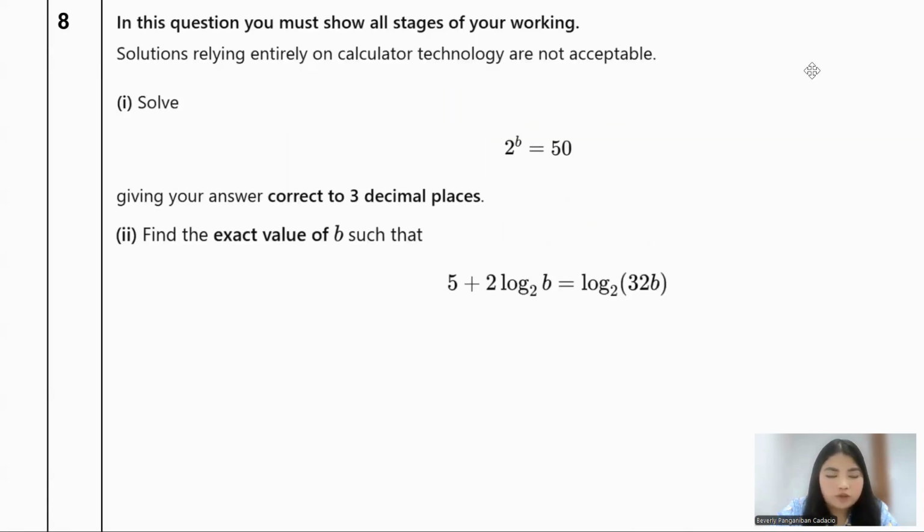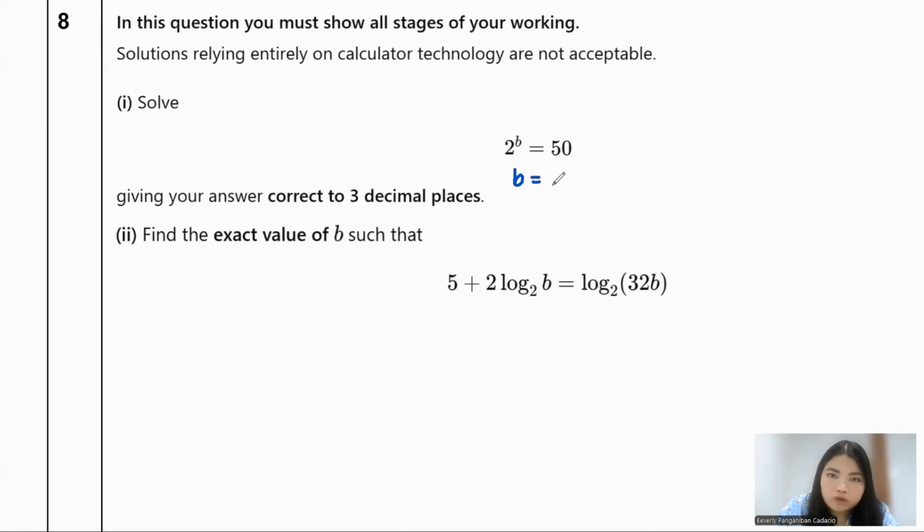Okay, next, let's go with number 8. Calculators alone is not allowed. We need workings on this one. And the first question is very easy, like easy peasy, guys. But I want to see you transform this exponential form into logarithmic form, wherein you're going to make this one in log form.